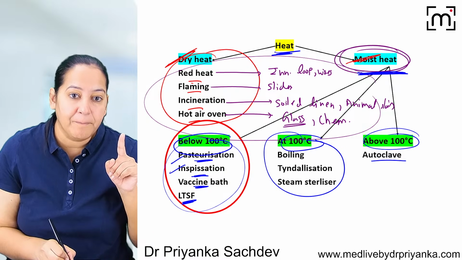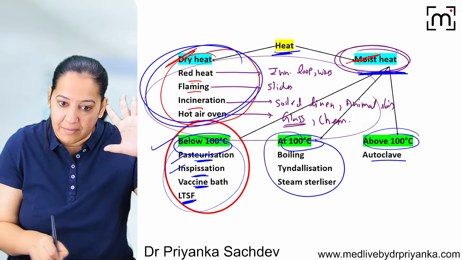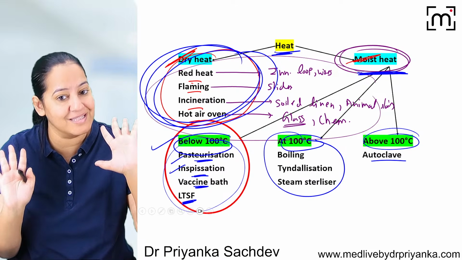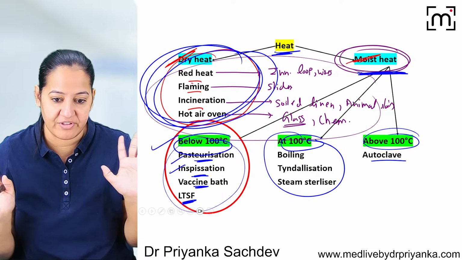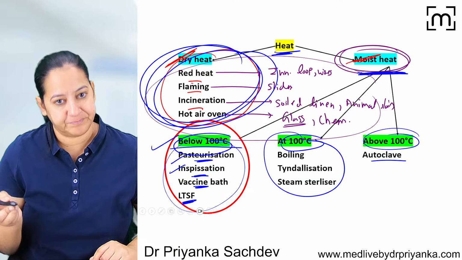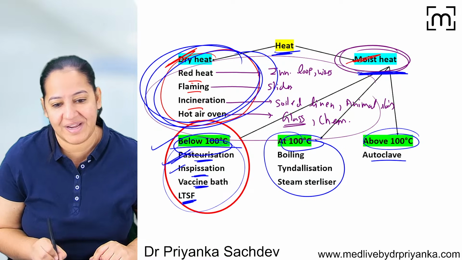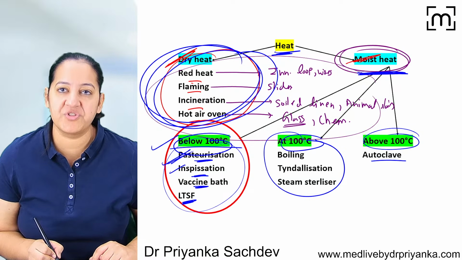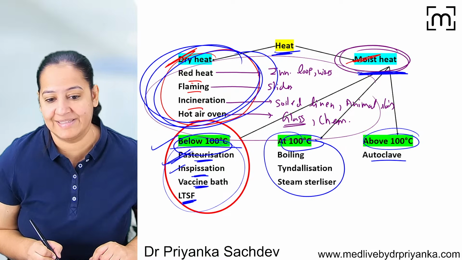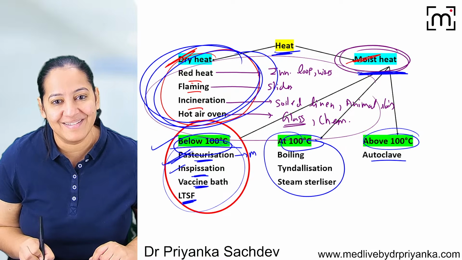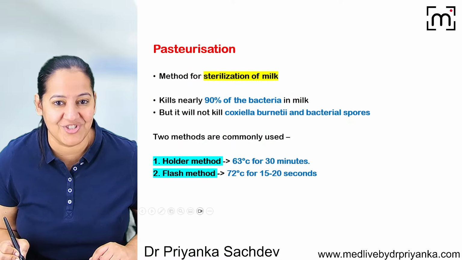So we will finish all the methods of sterilization by heating in this way. Let's come to below 100. We have already covered dry heat: the examples, method, procedure, principle, everything. And now I am coming to below 100. The first is pasteurization. Pasteurization is done for sterilization of milk. The only example here is milk. You cannot sterilize anything else with pasteurization.